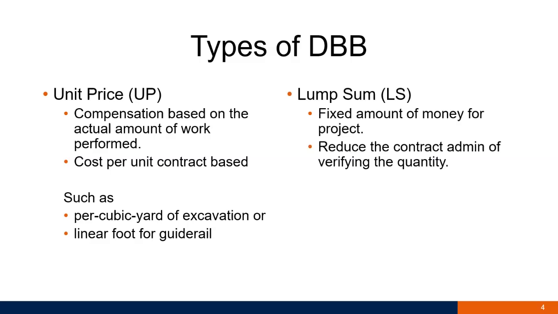The other type that is going to be discussed here is the lump sum, which is just a fixed amount of money the owner will give the contractor. So the contractor will submit his proposal as just one price. Why do agencies and DOTs use lump sum? Because it reduces the contract administration effort required to verify the quantities in the field, and will enable the inspectors to focus more on quality aspects of the project.